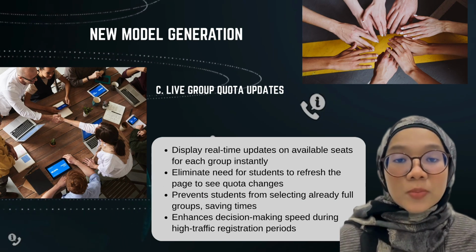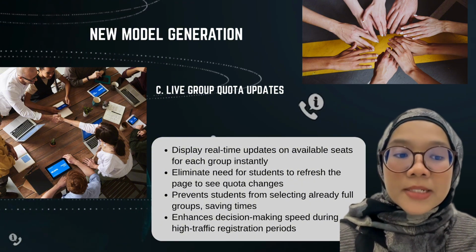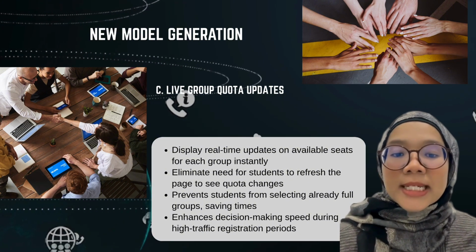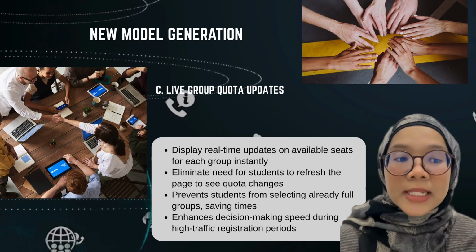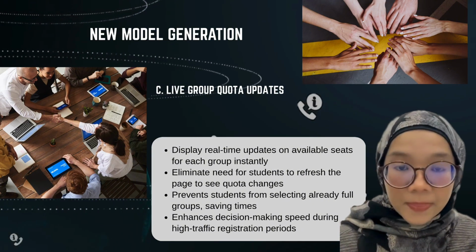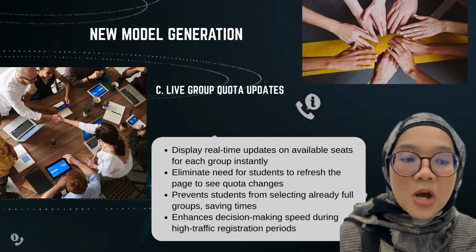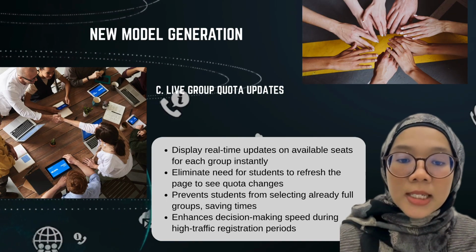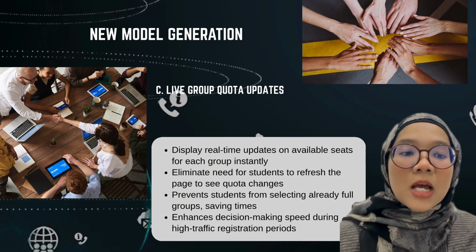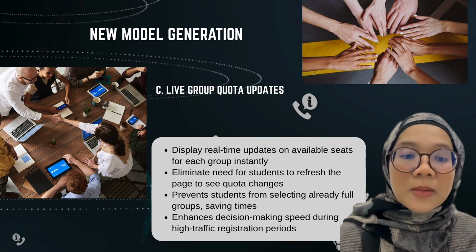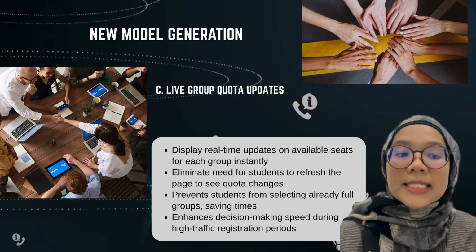We move to live group quota display. Instead of requiring students to refresh the page multiple times to check seat availability, the number of remaining seats in each group will be displayed and updated in real time. For example, a student viewing the course list will see, for instance, Group B, 2 seats remaining, live on the screen. Once those seats are taken, the number drops immediately, preventing others from mistakenly selecting a full group.